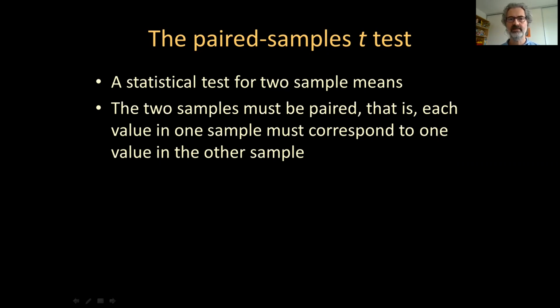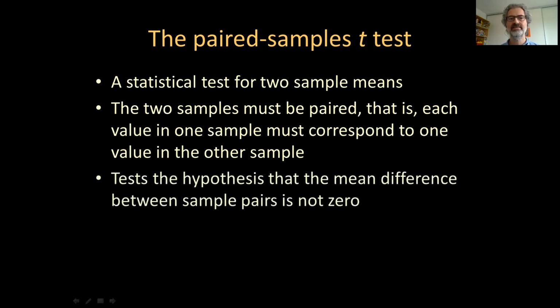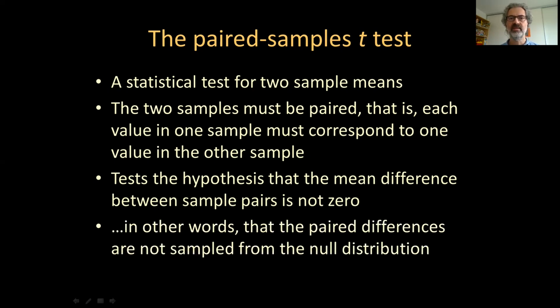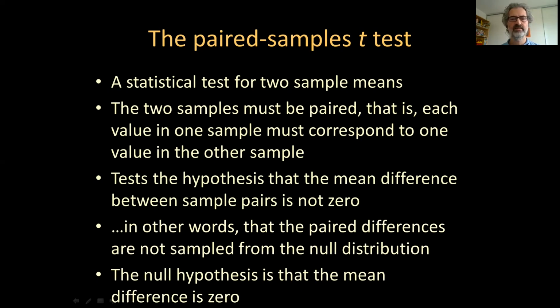The paired samples t-test does not directly test the means of the two groups. Instead, it tests that the mean difference between sample pairs is not zero. So because of the pairing, we're interested in the differences per pair. In other words, this test tests the hypothesis that the paired differences are not sampled from the null distribution. The null hypothesis then is that the mean difference is equal to zero. If the mean difference is equal to zero, then the two samples do not differ.